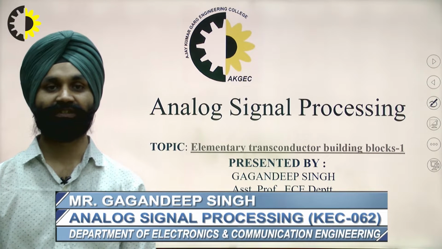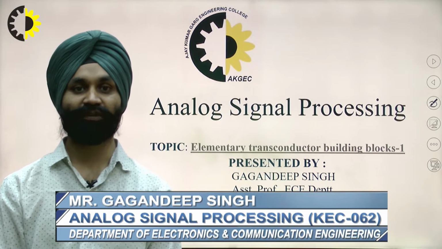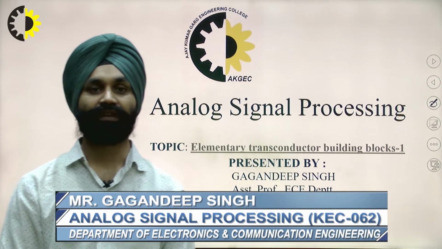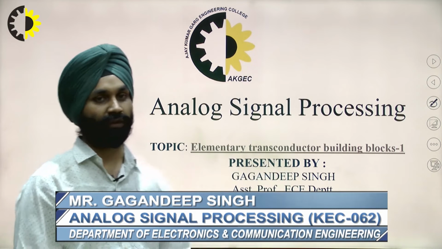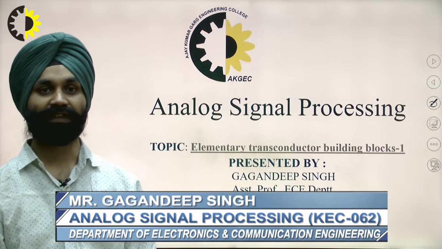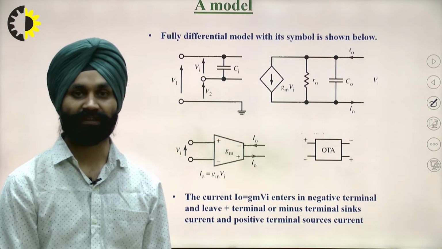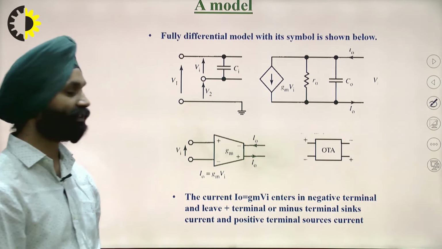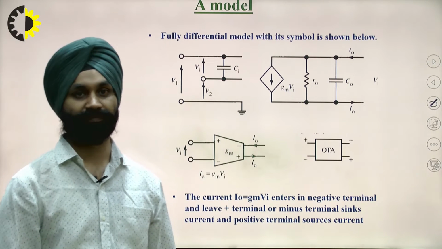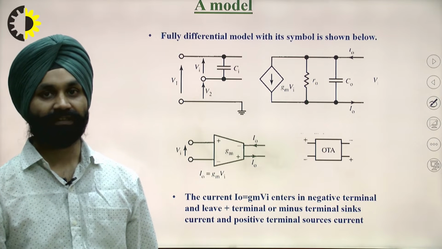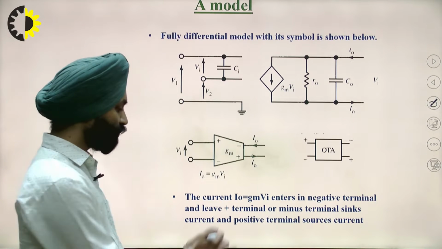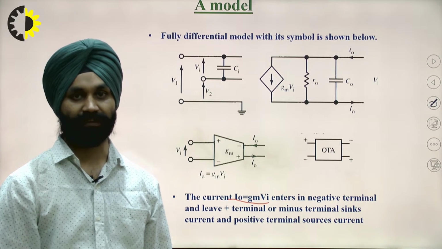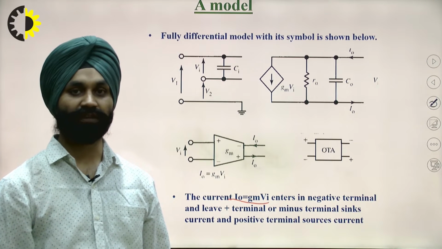This is a lecture series on analog signal processing and we are doing the 5th unit, the transconductance. Today's topic is elementary transconductance building blocks. As we have discussed in the previous lecture, what is transconductance, we have drawn a model for this one and we have seen its symbol and how it is represented. In transconductance, we have seen that the output current is equal to the transconductance into the input voltage. So it is a voltage controlled current source.